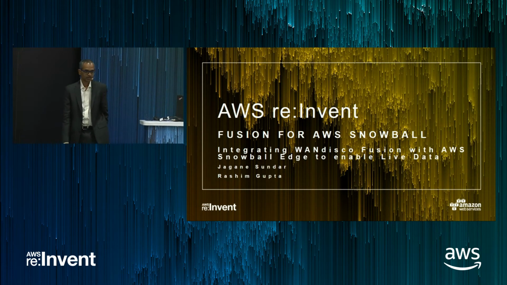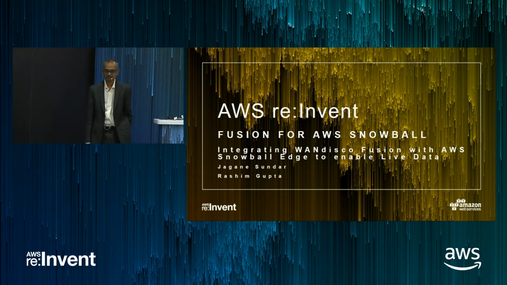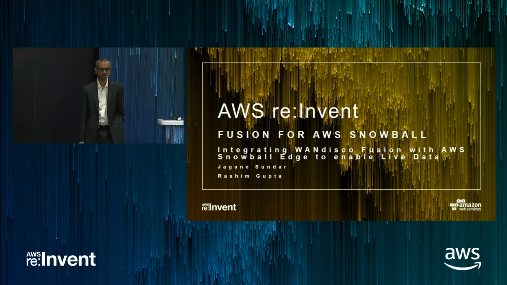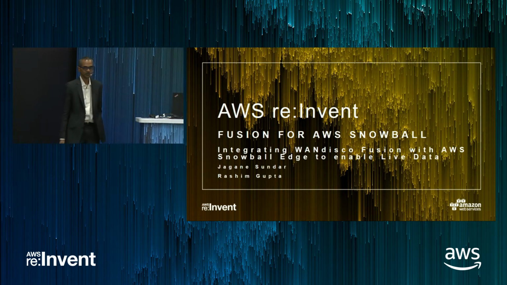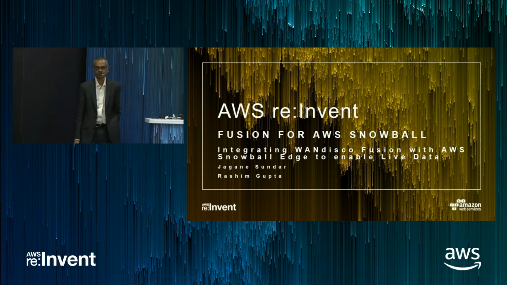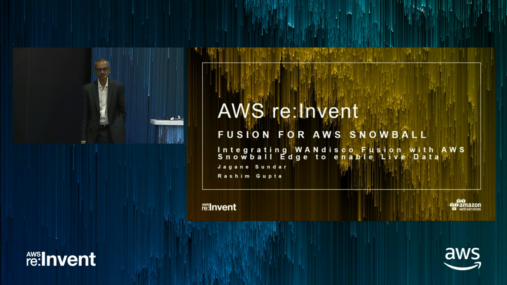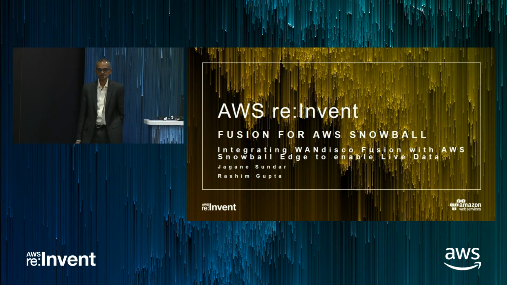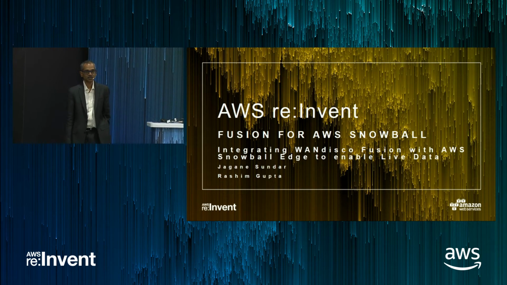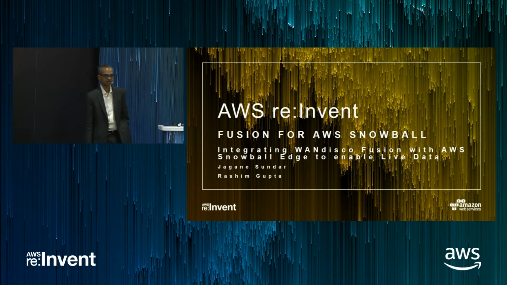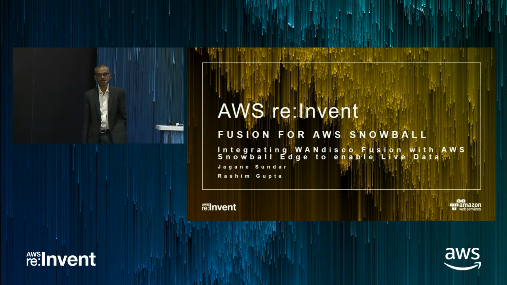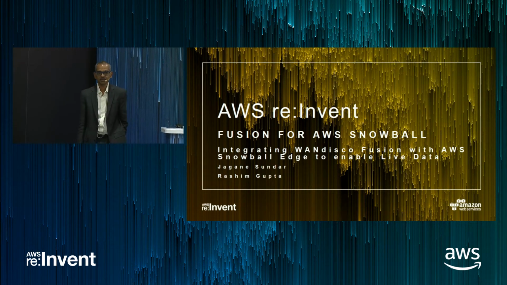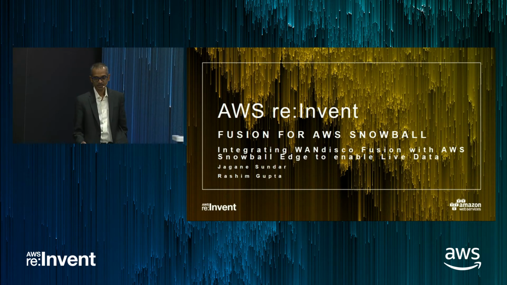Thank you, folks, for coming to our talk. My name is Jagin Sundar. I'm CTO at WANdisco, and I have with me Rashim Gupta of AWS, who is product manager for the AWS Snowball. Today, we're going to talk about Fusion for Snowball, which is a strongly consistent replication system that enables you to create hybrid cloud environments without any downtime.